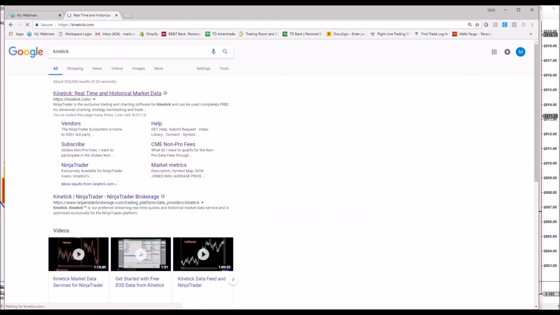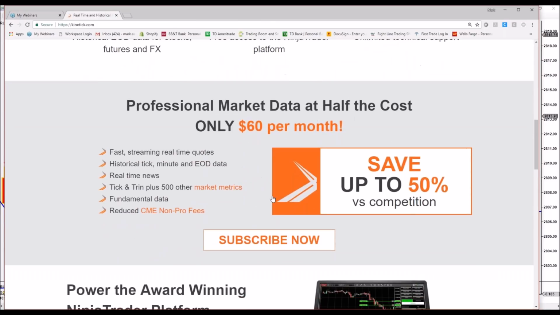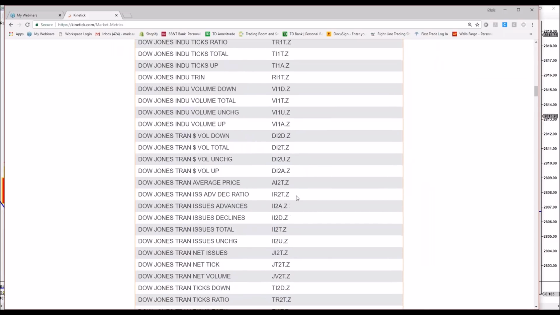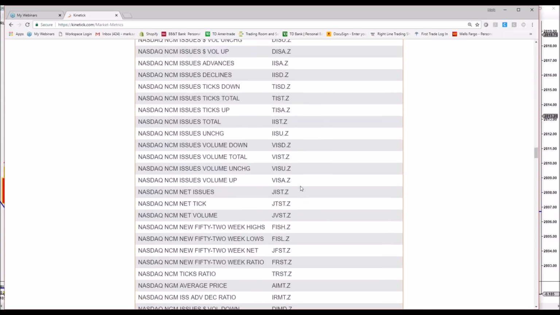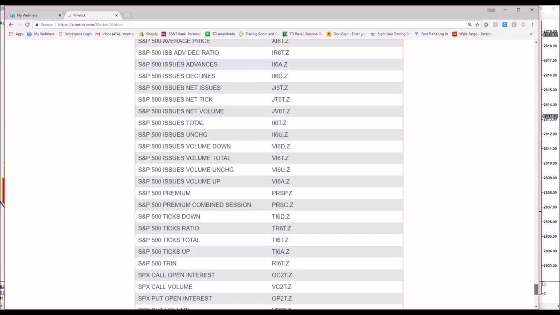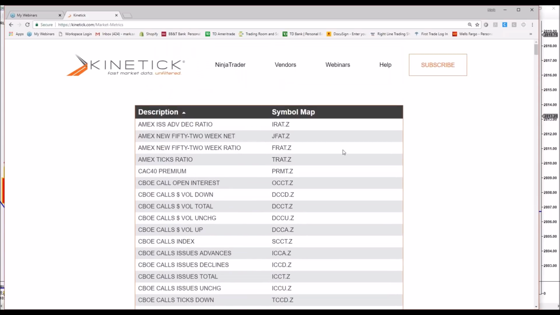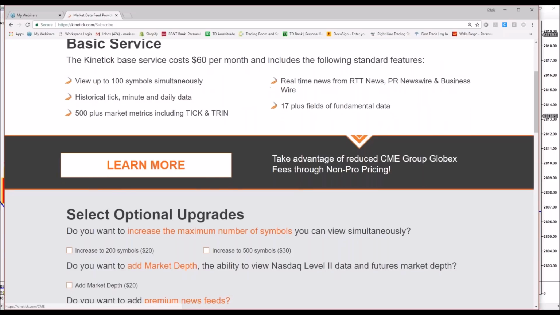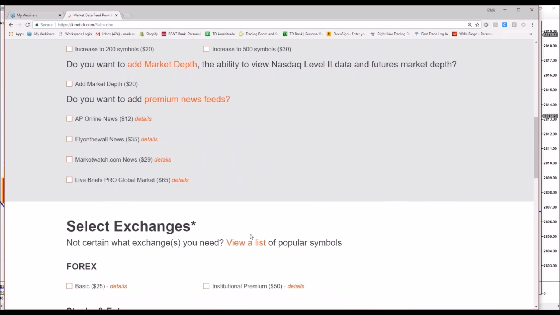And you go right here. What you do is you just get the tick trend plus 500 other market metrics. This is everything that you get. And we're going to pick out the ones that you need from this monster list right here. And that's what you're going to buy, and you're going to hit subscribe, and you're just going to get the basics of it. It's right here. It's $60 per month. You don't need anything more than that. You just need those 500 tickers. That's all. You don't have to add any of this.